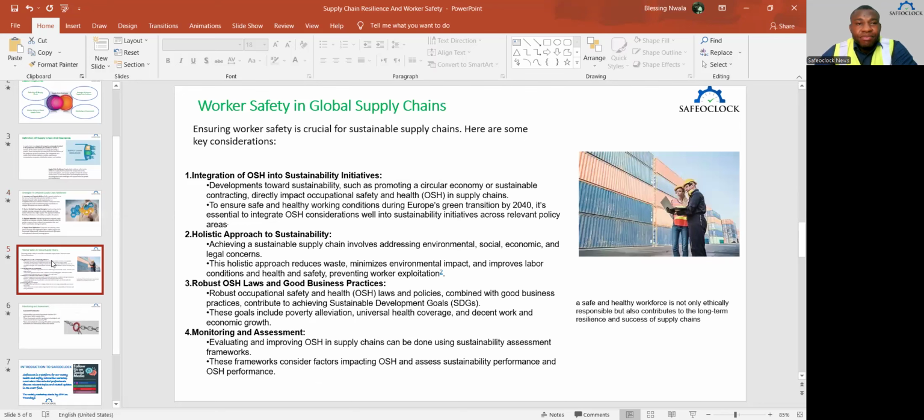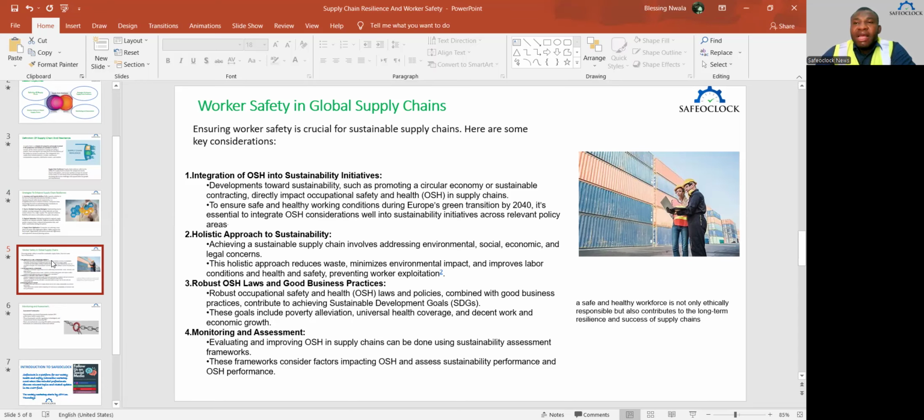So let's look at worker safety in a global supply chain. While ensuring that you maintain resilience in your supply chain, putting safety in mind, or having safety as part of the ongoing procedure, is a measure that will ensure that worker safety is sustained or properly taken care of. Some of the considerations that should be in place is ensuring that the occupational health and safety initiative is sustainable by developing and promoting circular economy or sustainable contracting.